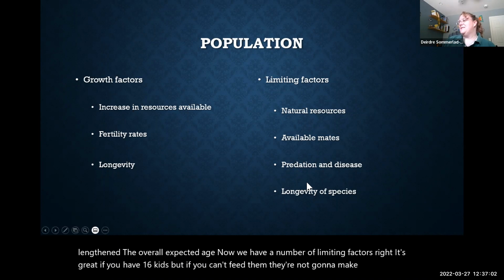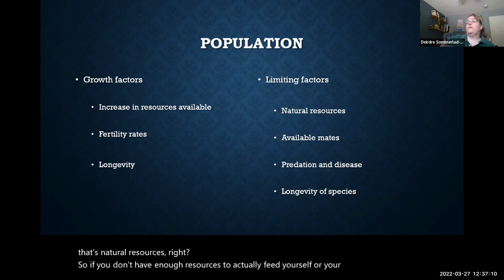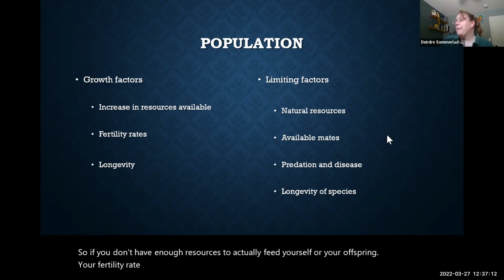And that's natural resources, right? So if you don't have enough resources to actually feed yourself or your offspring, your fertility rate is going to decline. Number of available mates.